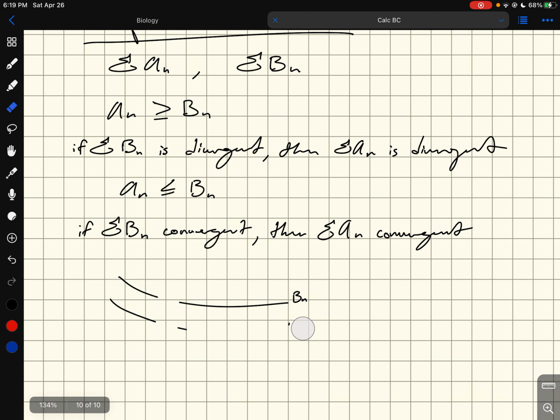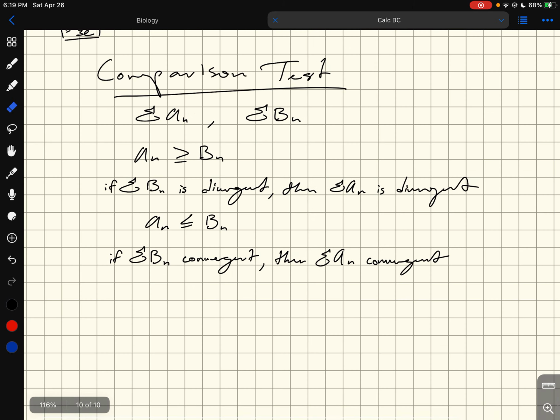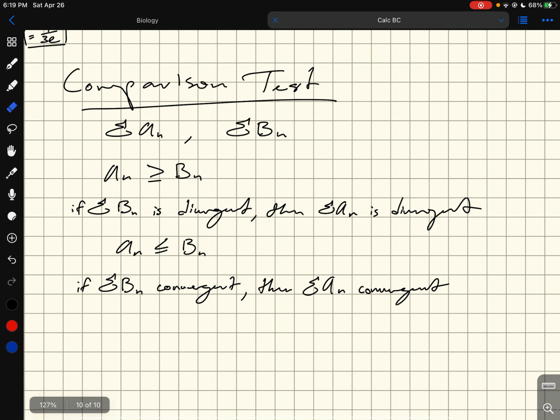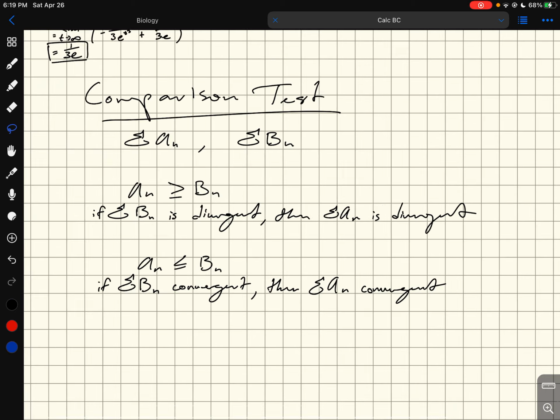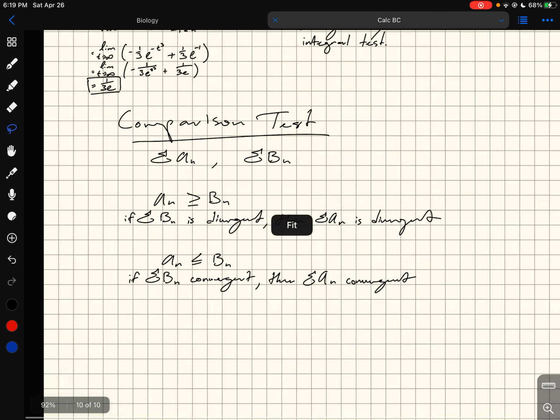So that's what the comparison test is. You just take two summations, you compare them to each other, and depending on their relationship and whether one converges or diverges, then you know the other is either convergent or divergent.